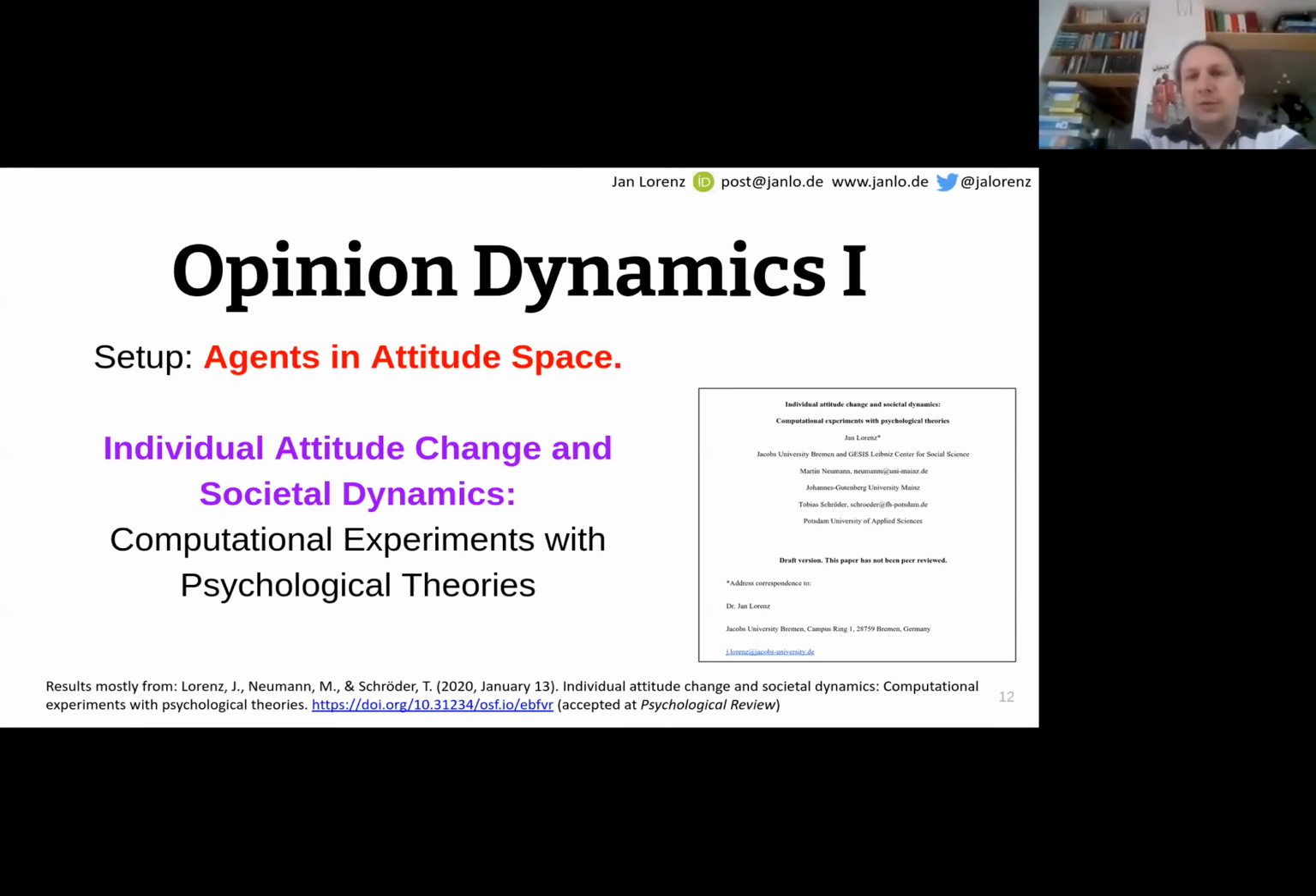Let's come to the model. So as I said, this is the paper. It's just accepted, and there's already a preprint out, which I recently updated to the newest version.